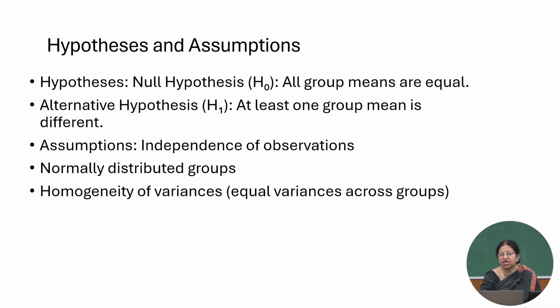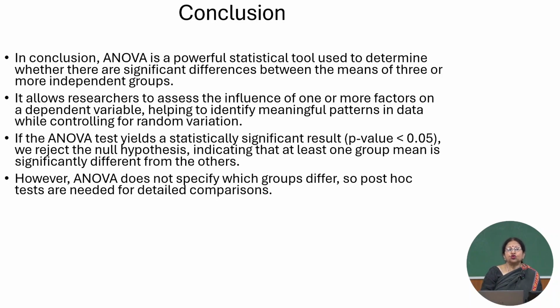So to conclude this lecture, in conclusion, I will say ANOVA is a powerful statistical tool used to determine whether there are significant differences between the means of three or more independent groups. It allows researchers to assess the influence of one or more factors on a dependent variable, helping to identify meaningful patterns in data while controlling for random variation.